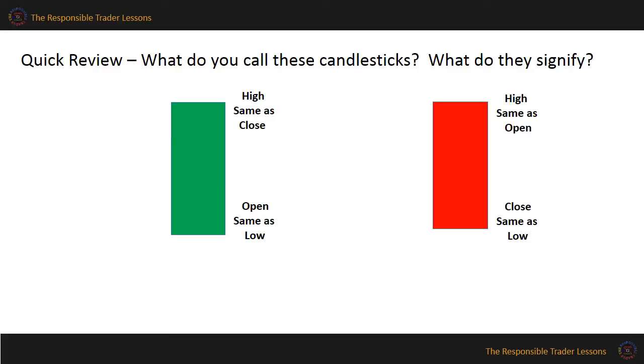What do you call these candlesticks? What do they signify? If you answered Marubozu, you're right. This one is a green Marubozu. It is bullish. This one is a red Marubozu. It is bearish.